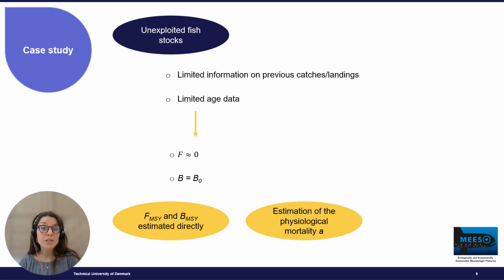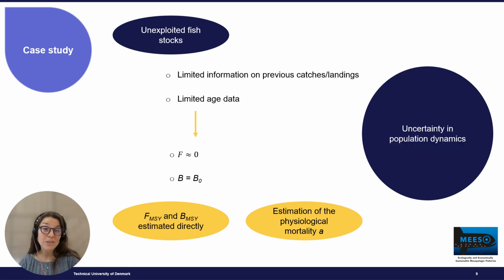Additionally, in unexploited conditions, the physiological mortality A can be estimated, which is the most influential parameter in the assessment model and difficult to measure. The physiological mortality essentially connects the natural mortality to the available energy and therefore growth. And in this manner, the observation that small and fast-growing species have a higher natural mortality compared to large and slow-growing species is connected. And another characteristic of unexploited species is the general uncertainty, particularly associated with the population dynamics.